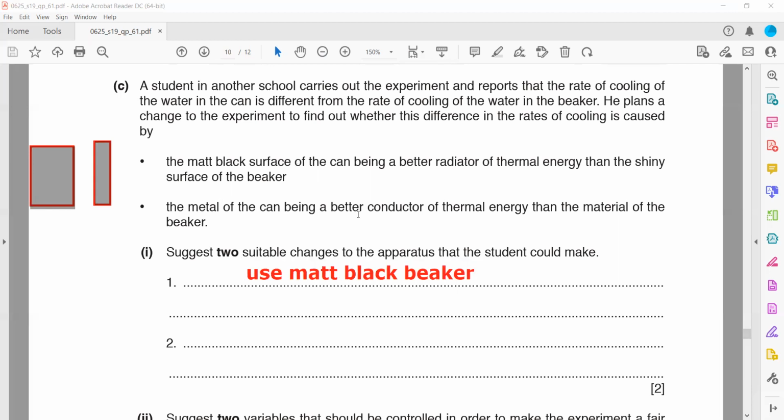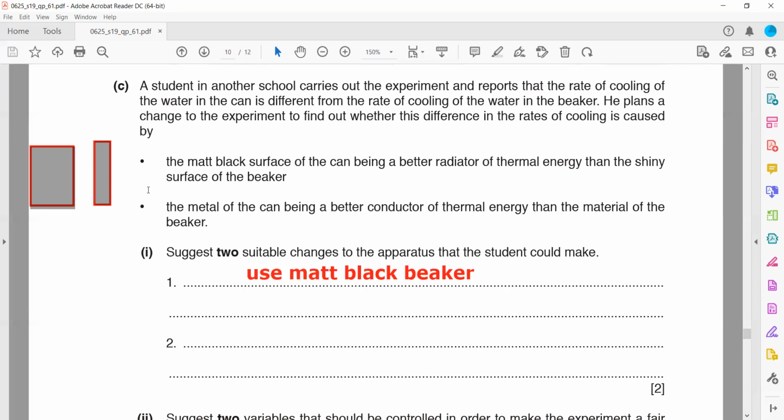So what else can he do? Either he can use a matte black beaker or he can use a shiny can, because if the beaker is shiny, the can should also be shiny. If the beaker is matte black, the can should also be matte black. So either use a matte black beaker or use a shiny can, so that the results will be more accurate.